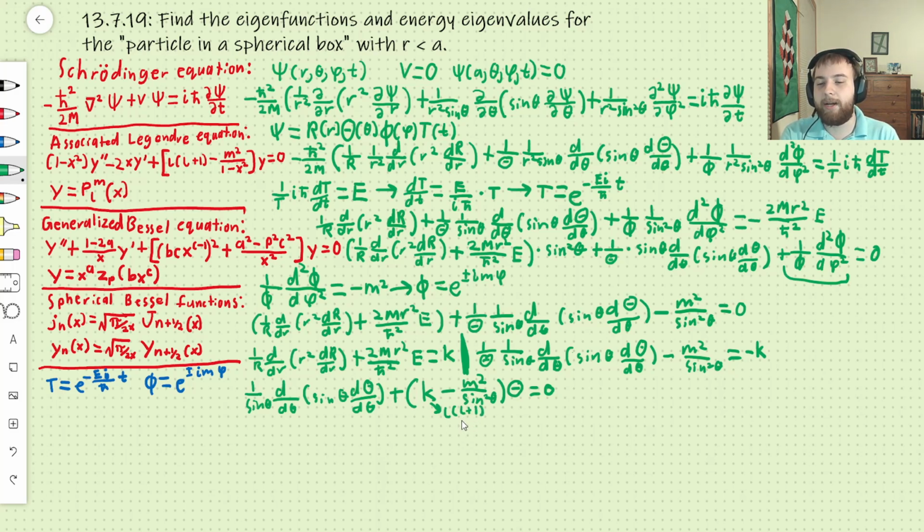In order for this to be finite, L needs to be an integer. So L times L plus 1. We have a restriction on what k has to be for our function to actually mean something to us. So this means that this all turns into, let me make sure that I don't mess this up, Theta is equal to P_L^m of cosine theta. And I'll write this down over here too. Capital Theta is equal to P_L^m of cosine of theta, and L has to be an integer.